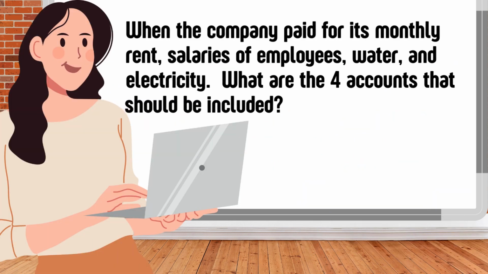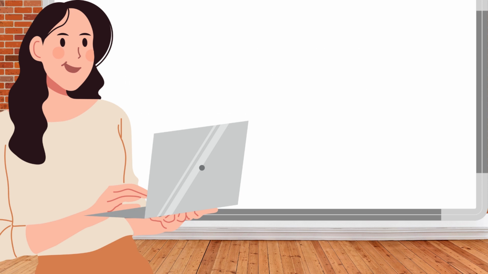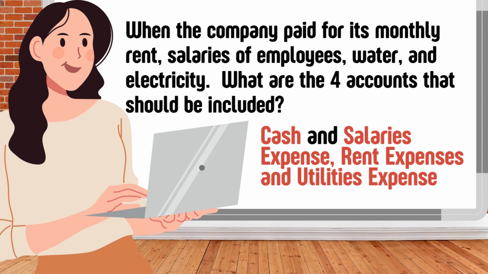Last question: when the company paid for its monthly rent, salaries of employees, water, and electricity, what are the four accounts that should be included? Yep, it is the cash as payment, salaries expense, rent and utilities expense.